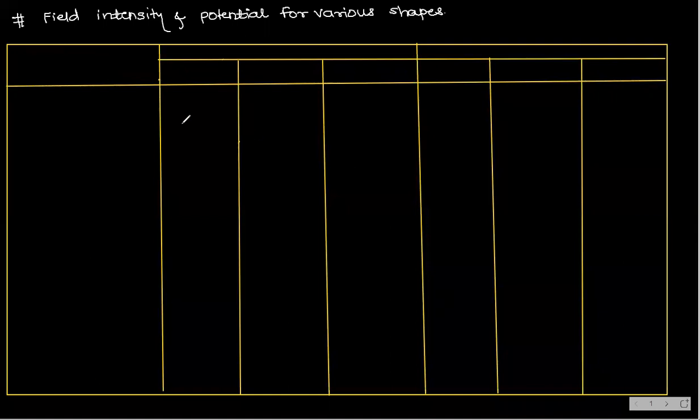So in the first column I'm taking shape, okay. Here I'm taking gravitational field intensity, and here I'm taking gravitational potential.